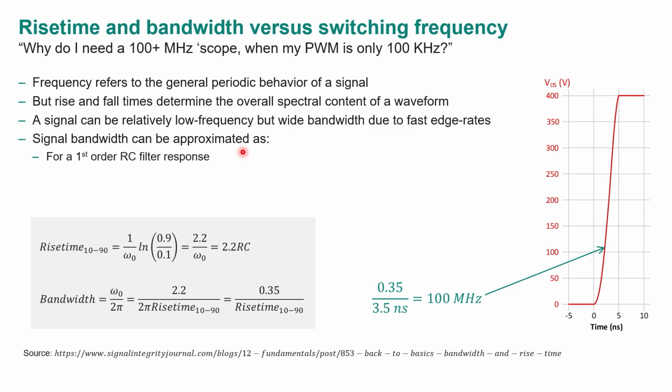You can approximate this. The rule of thumb here is that if I know the rise time of the signal, for example, here is one that's going from 0 to 400 volts in about 3.5 nanoseconds, not uncommon for a fast GaN transistor. I'll skip the math here and just get straight to the point. The bandwidth that you need, that's present in this signal, is 0.35 divided by the rise time. So in this example, 0.35 over 3.5 nanoseconds, that's 100 megahertz.